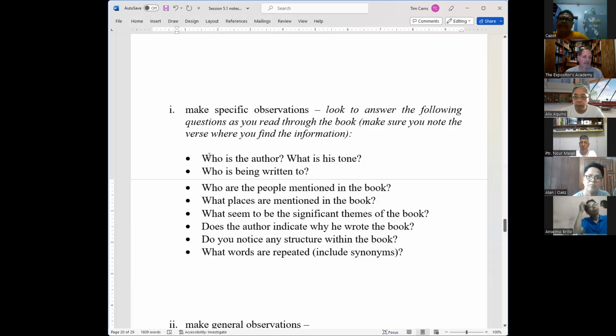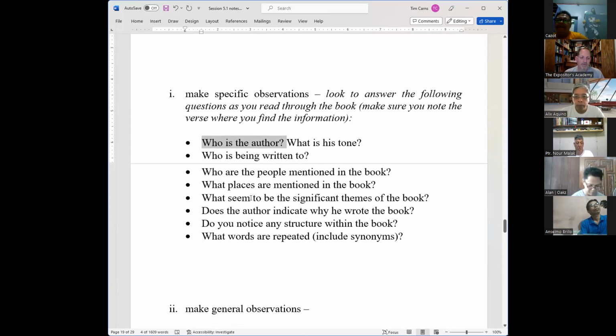For example, in the specific observations, you're just going to ask: who's the author? What's his tone? Who's being written to? Who are the people mentioned? What places are mentioned? All you need to do is list those things. When you do the background context, you'll need to not only indicate what places are mentioned, but what do we know about those places? What people are mentioned, and what do we know about them? What do we know about the author or the audience? But in this step, when you're making observations, you're just identifying them. I'll clarify that in the example.